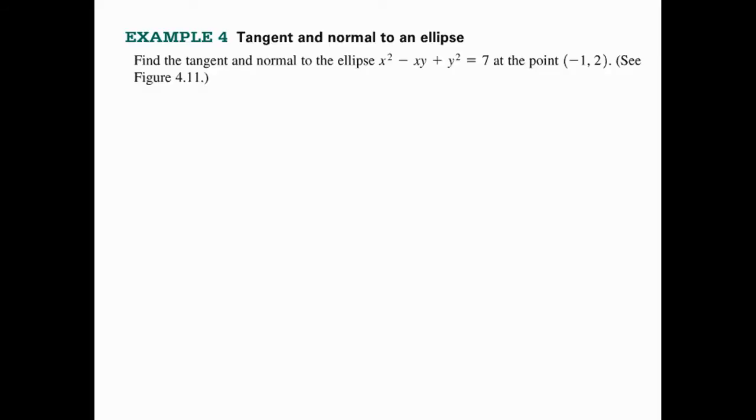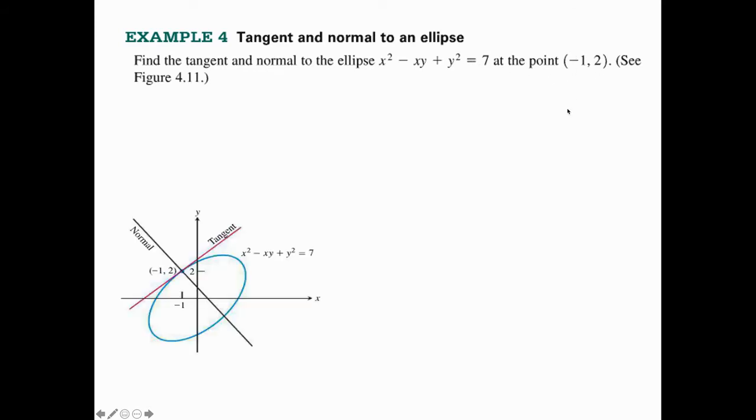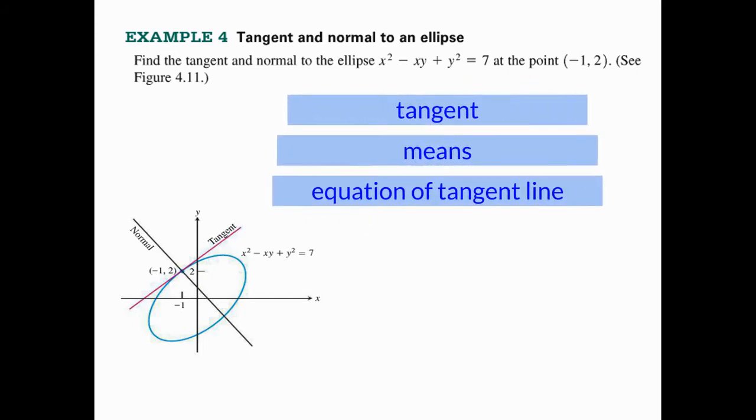Here's another example of how we would find numerical implicit derivatives. So the question says, find the tangent and normal to the ellipse, and they give us the equation of the ellipse at a given point. Now, they also give us a nice picture. An ellipse is basically your mathematical term for what you might think of as an oval, okay? When they say tangent, though, that means they're asking for the equation of the tangent line.